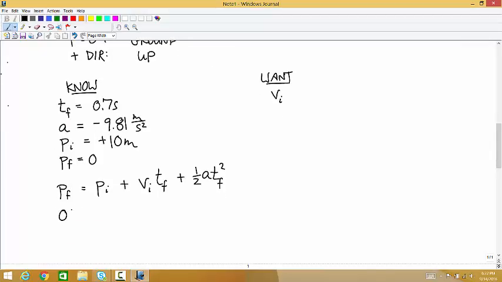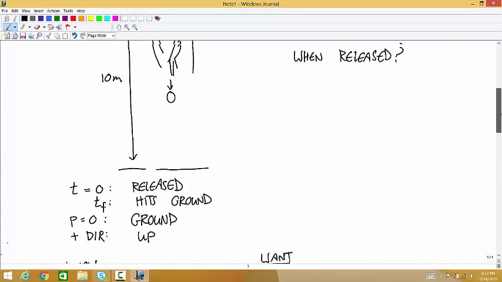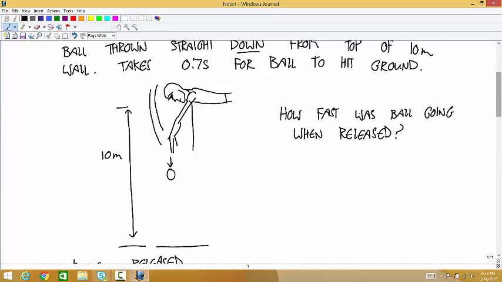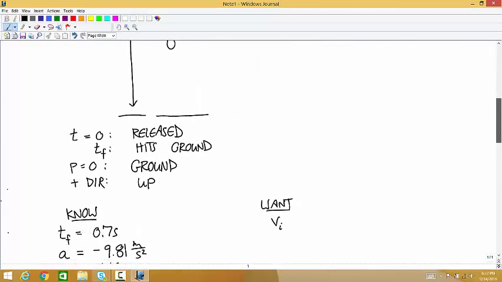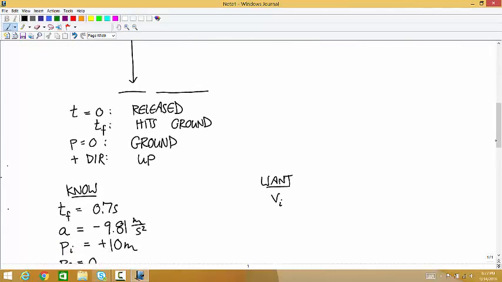So it says how fast was the ball going when it was released, and the instant it was released was what we chose as time equals 0. So if it had asked how fast was it going right before it hit the ground, then that would be the velocity at our time final, and then that would be VF.